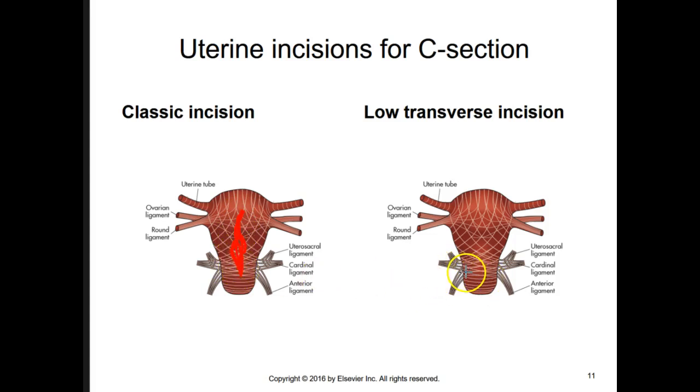Now, a low transverse incision would be one like this, and you can see that only a few muscles are cut, and all of these are intact, which is amazing. So you can have a vaginal delivery after a cesarean section, because when you contract, there's no weakness in the uterine muscle. Just want to show you that little bit.